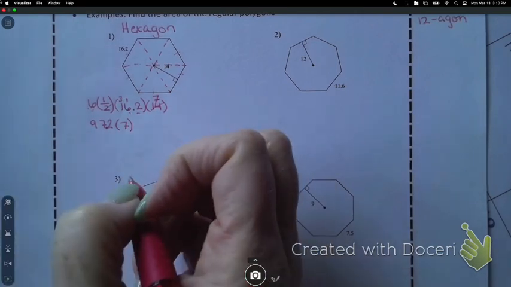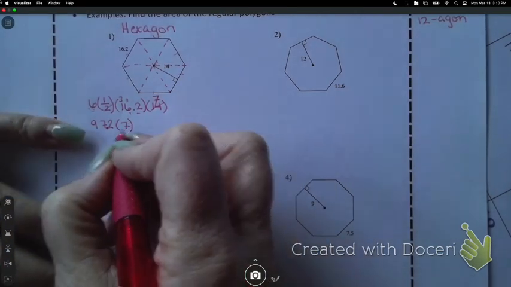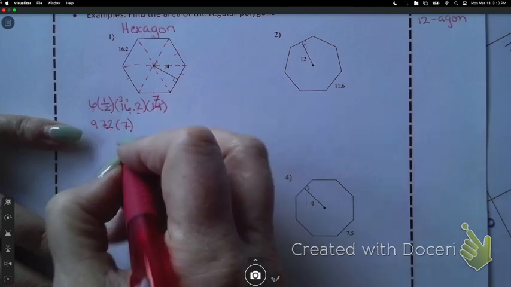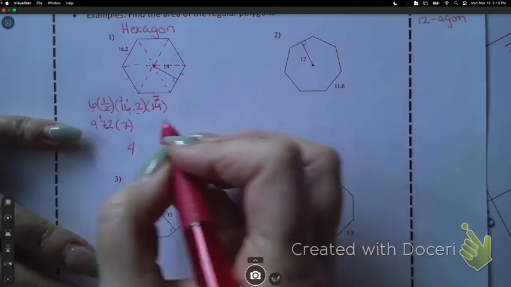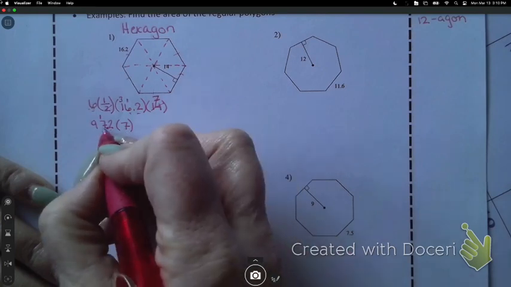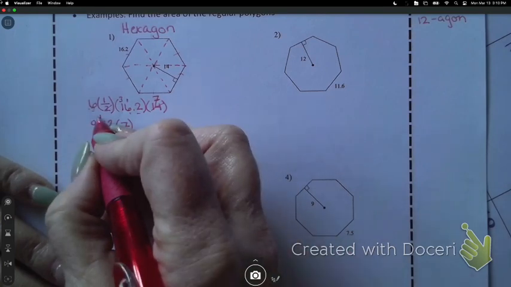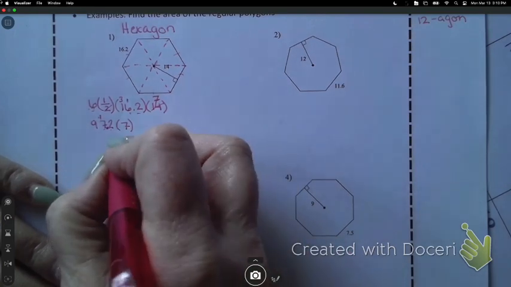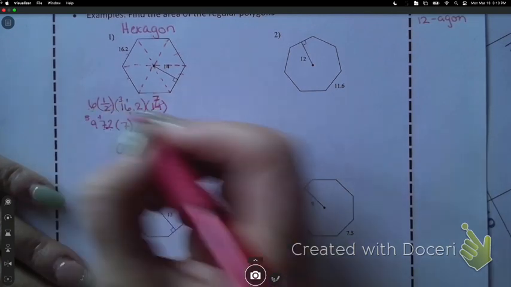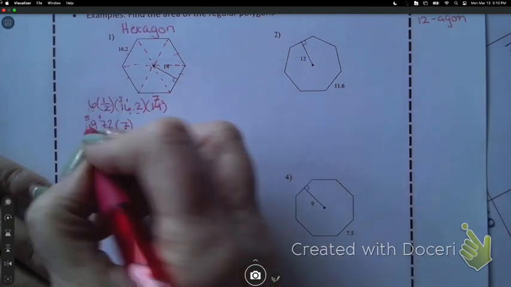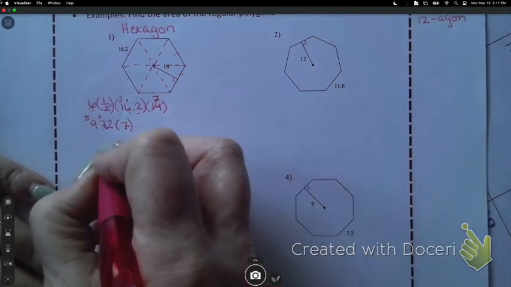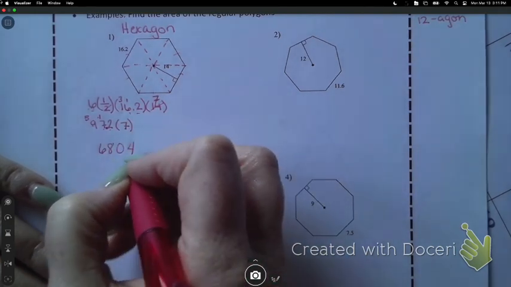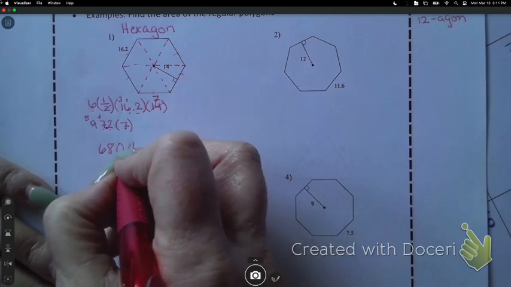Okay, so 2 times 7 is 14. So write a 4, carry a 1. 7 times 7, 49, plus 1, 50. So 0, carry a 5. 7 times 9, 63 plus 5, 68. And how many decimal places? 1.